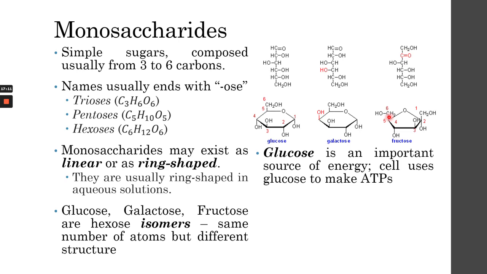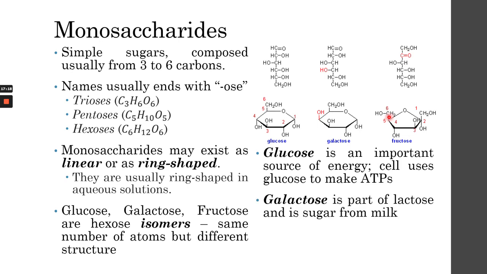Glucose is an important source of energy because that's what the cell uses to create ATP. Galactose is a sugar that is part of lactose, which is from milk. In order to create lactose, a sugar from milk, we have to have galactose. Lactose is a type of disaccharide. One part of lactose is the monosaccharide galactose, because remember, disaccharides are basically a combination of two monosaccharides, and one of those is galactose. And fructose is a sugar found in fruits.